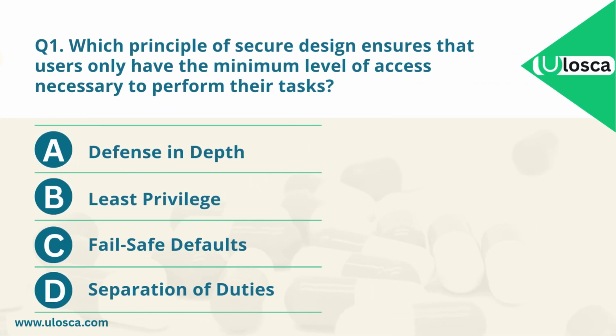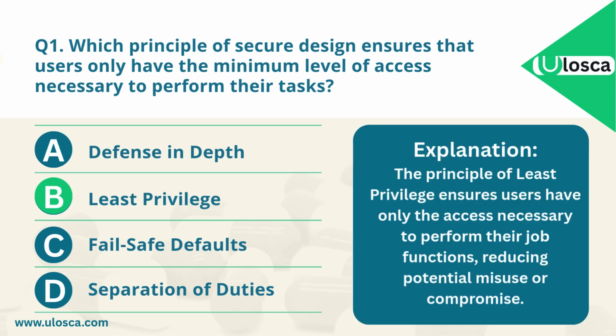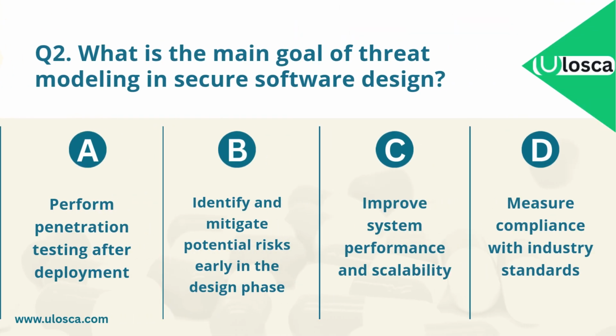The correct answer is B. Least privilege. Explanation. The principle of least privilege ensures users have only the access necessary to perform their job functions, reducing potential misuse or compromise.